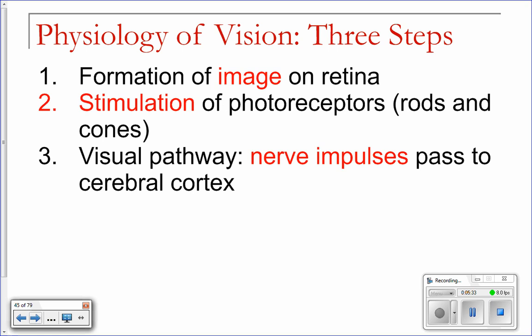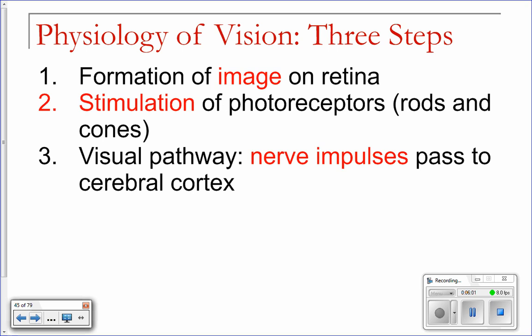In order to be able to see, you have to have three things happen. The first thing is that you need to be able to form an image on the retina. You need to take the light rays and put them onto your retina. The second thing is that the photoreceptors, the rods and the cones, need to be stimulated by that light.